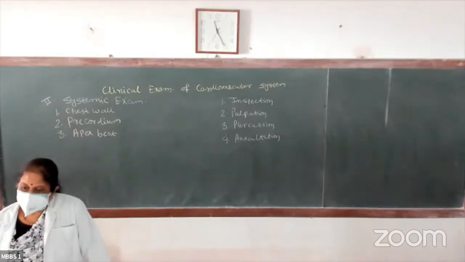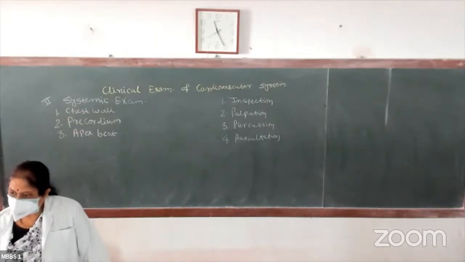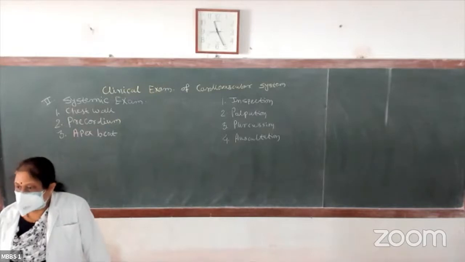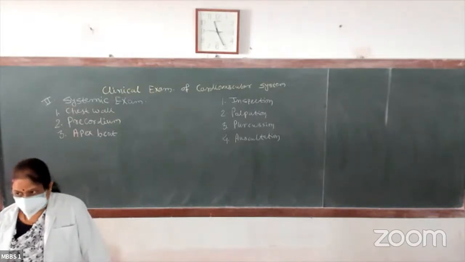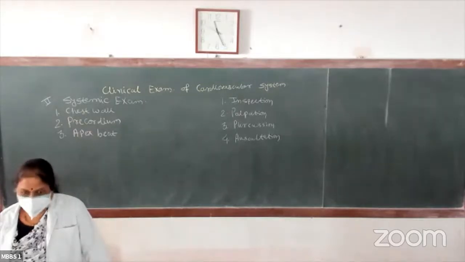If it is present, write down that the apex beat is present. This is an inspection, so only see whether it is present or absent. If it lies behind a rib, it is absent. In a thick chest wall, it may not be visible. In an obese person or a thick chest wall, it may not be visible.